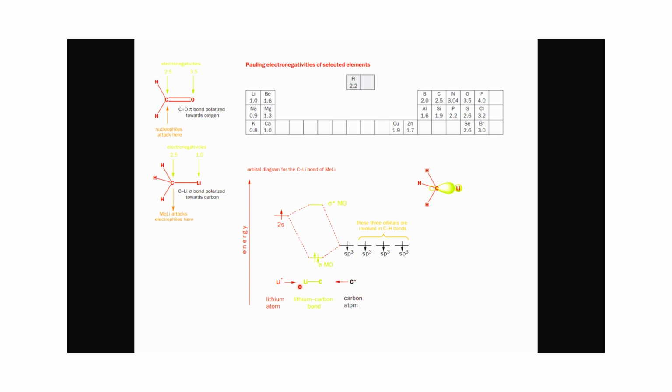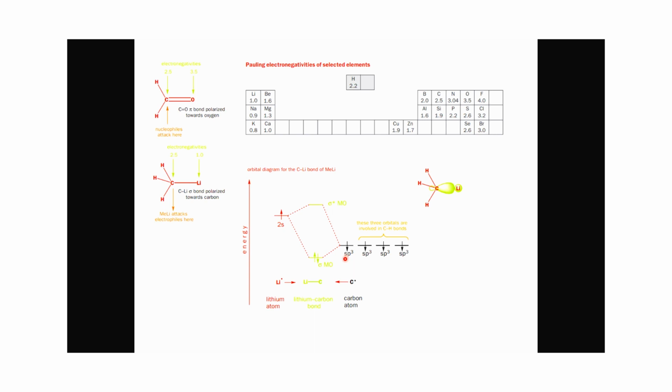So we know that here carbon is the more electronegative atom, and the more electronegative atom will have the lower energy atomic orbital. So the C-Li sigma orbital is closer in energy to the carbon's sp3 orbital than lithium's 2s orbital. Then we can say that carbon's sp3 orbital makes a greater contribution to the C-Li sigma bond, and that the C-Li bond has a larger coefficient on carbon.